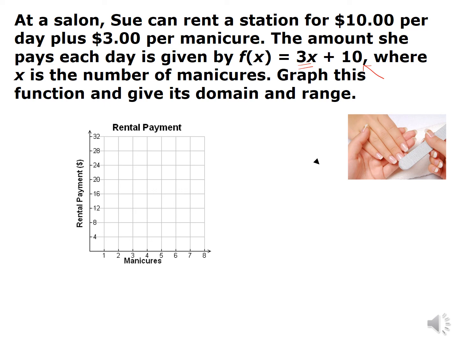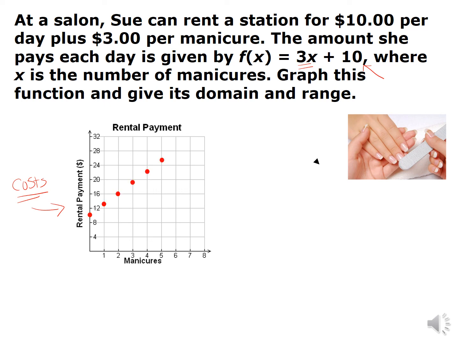Now, an important thing to remember is right now, this is just talking about her costs. It's not talking about how much she charges. This is her rental payment, okay? So that's all we're figuring out for her. She uses this to figure out what she's going to charge so she can cover her costs. But that's more complicated than what we're dealing with right here. So this is what she's going to pay for a rental.